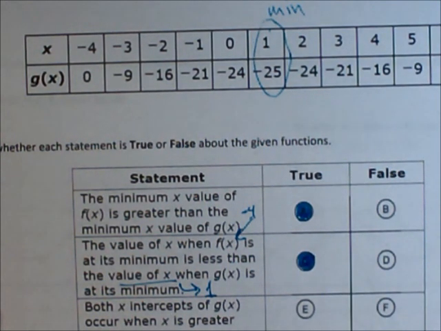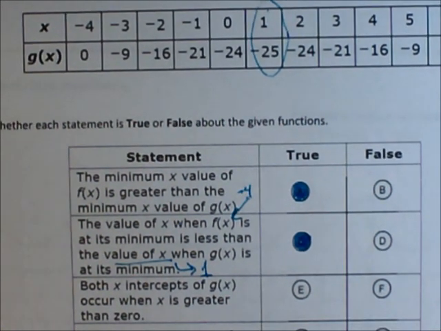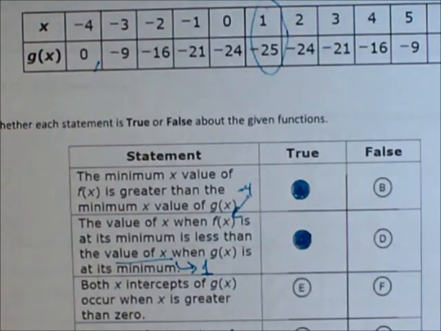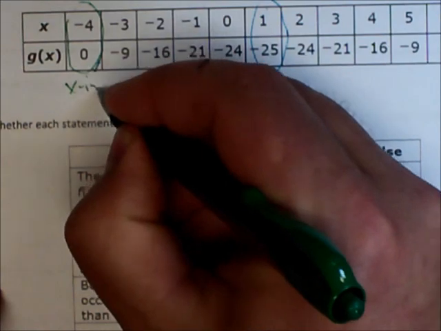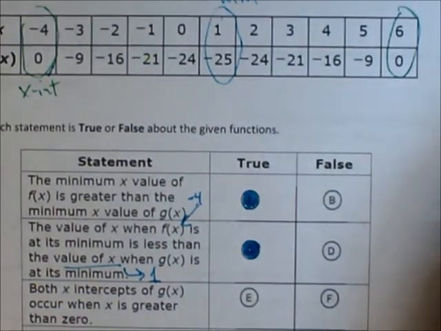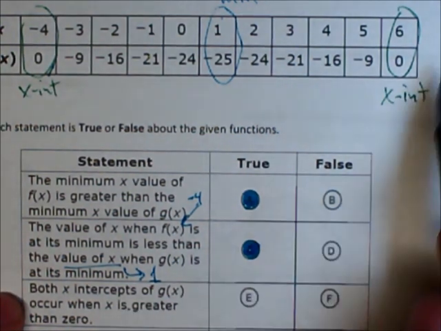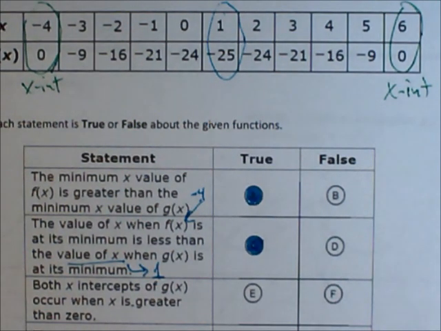Both x-intercepts of g of x occur when x is greater than 0. So g of x is the one in the table. The x-intercepts are the places where y is equal to 0. So here's one x-intercept. And the other one is here. X is greater than 0. True in this case, but not true in this case. So this one is false.